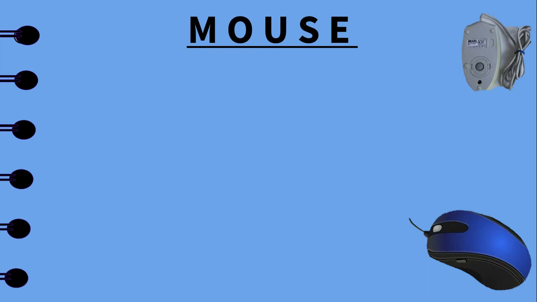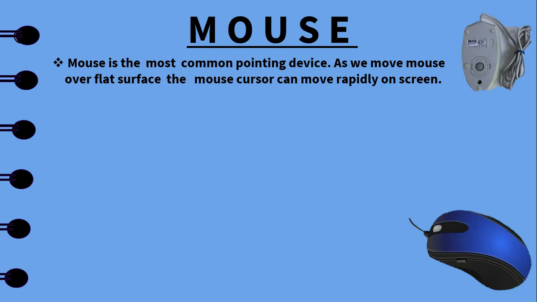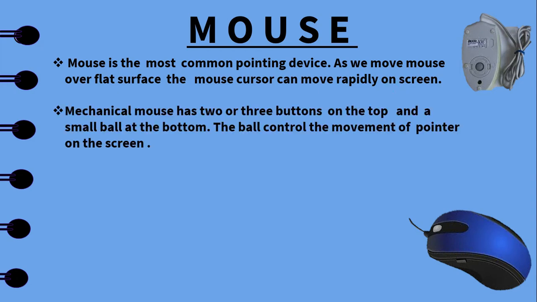Mouse is the most common pointing device. As we move the mouse over a flat surface, the mouse cursor can move rapidly on screen. Mechanical mouse has two or three buttons on the top and a small ball at the bottom. The ball controls the movement of the pointer on the screen.